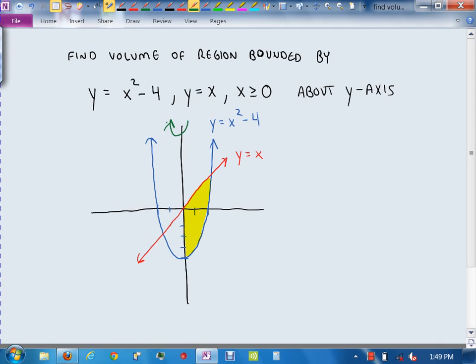Why is it that we can knock it out with shells in one problem? Our upper and lower are the same the whole time throughout the entire region. So if I come in here and I draw my rectangle vertically, like this, then the upper is always x, and the lower is always x squared minus 4, isn't it? So I'm going to use shells here.